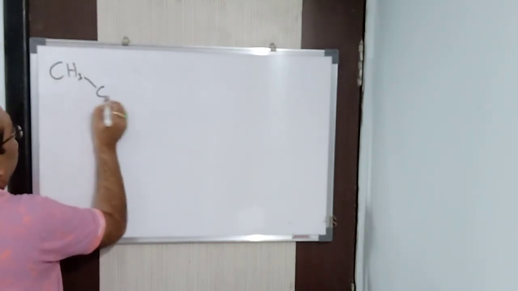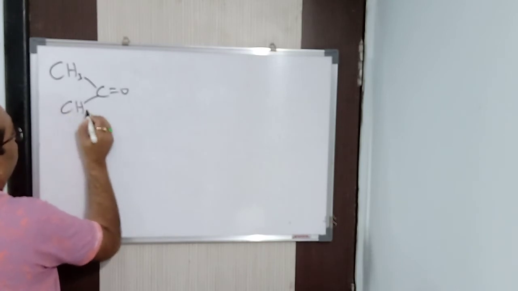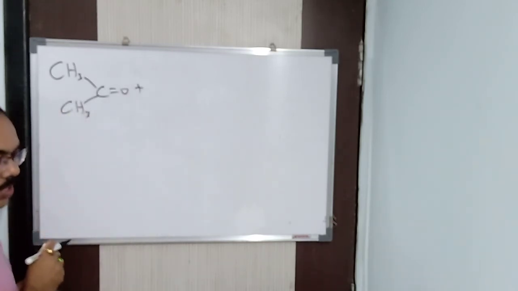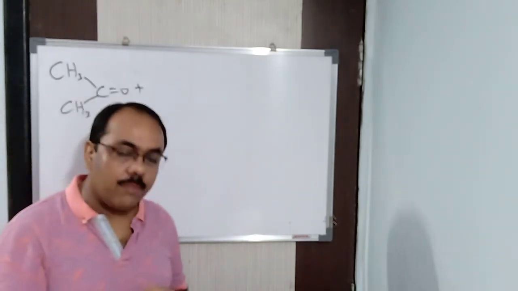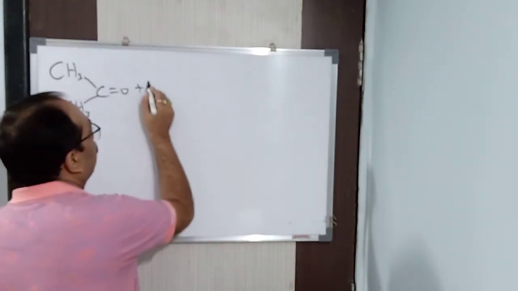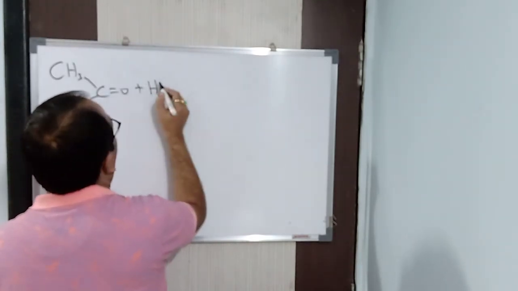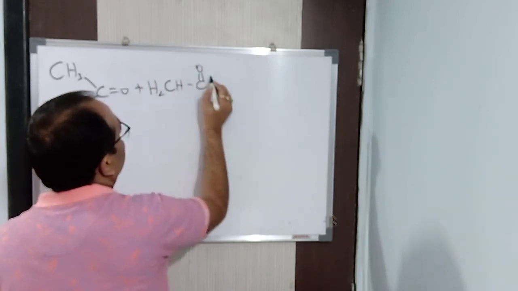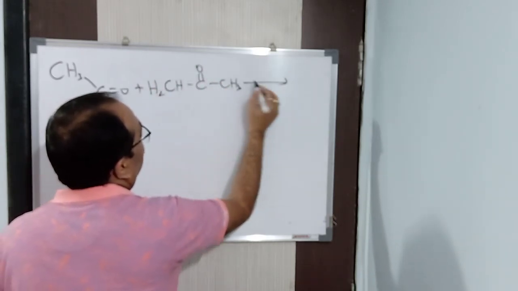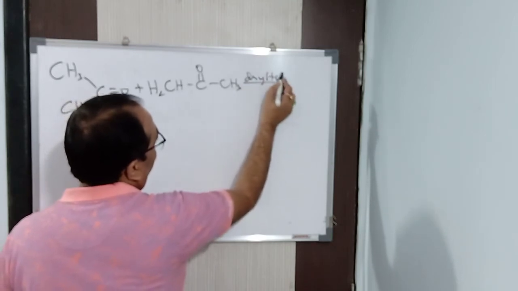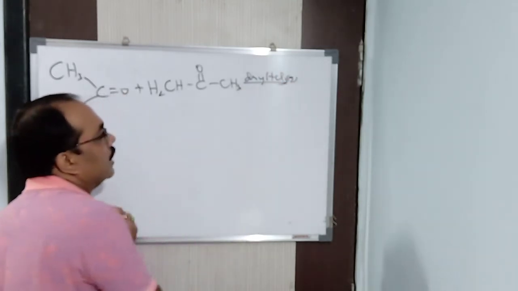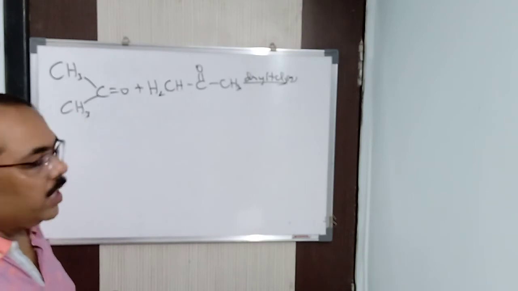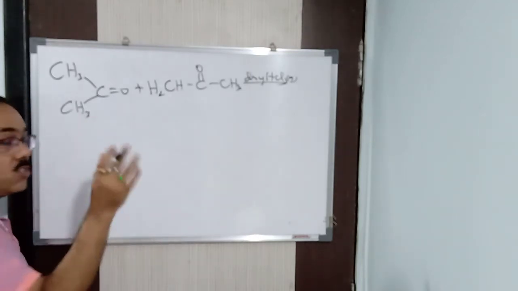So, CH3COCH3. This is one molecule I have written in this way. Another molecule you need to write in this manner: CH3COCH3 with H2. Now I'll tell you the condition. I have taken dry HCl gas. What will it do? It will remove water, because HCl has strong affinity for water.